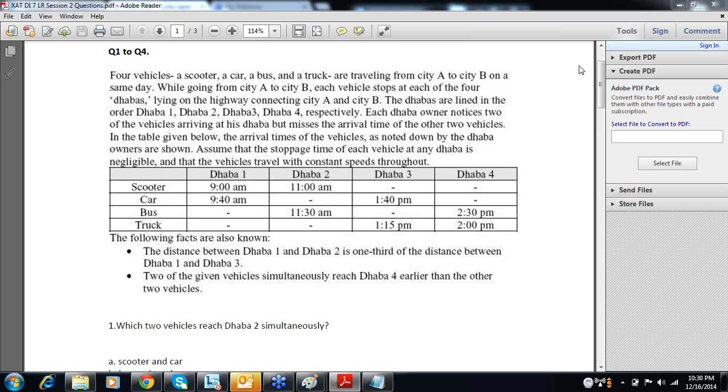So let's come back to our question sheet. We have question number 1 to question number 4 in hand. We'll solve question number 1 to question number 4 after a few minutes. Hope you are doing that.